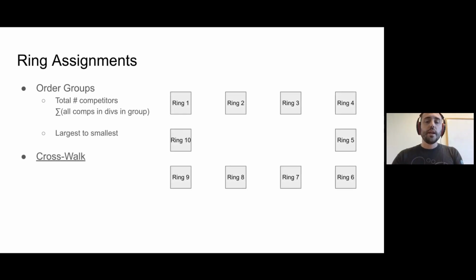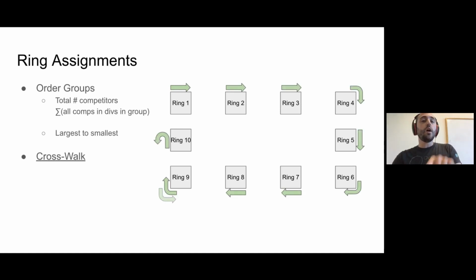So with that, we have an example of how our rings are generally laid out, ranging from 1 to 10. So we would take our largest order group, which is a series of divisions based upon those group characteristics, and we would assign it to ring 1. We would then progress down the list of order groups, assigning each successive order group to a ring, walking back and forth, basically doing a crosswalk from ring 1 to ring 10. And we would continue this process until all of the divisions have been assigned.